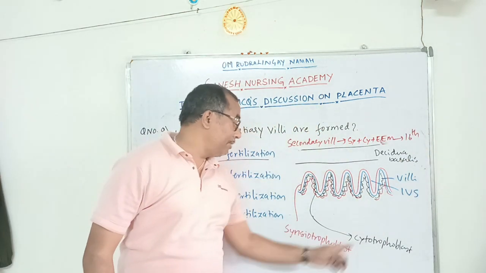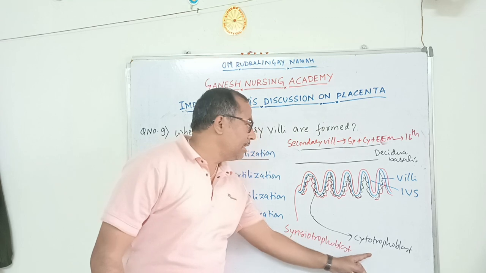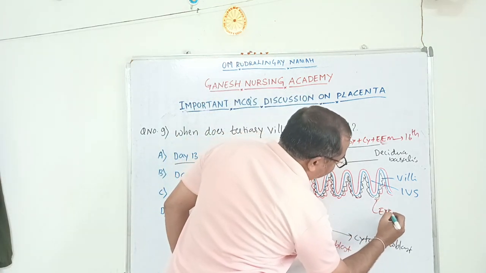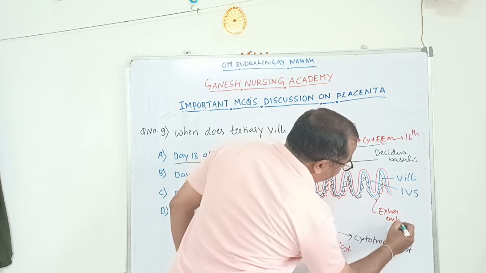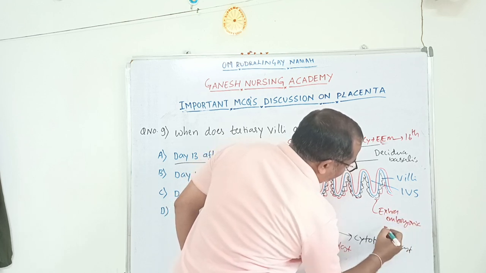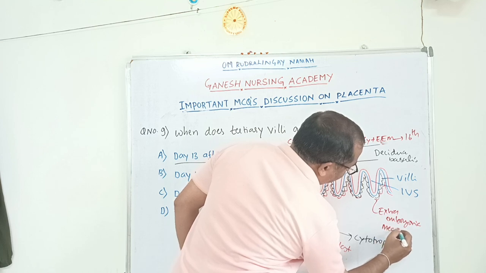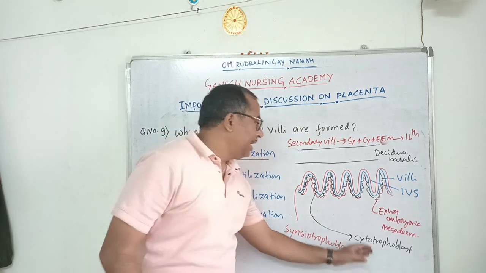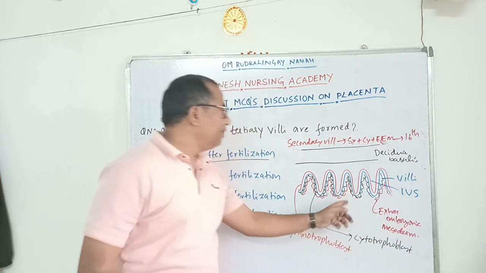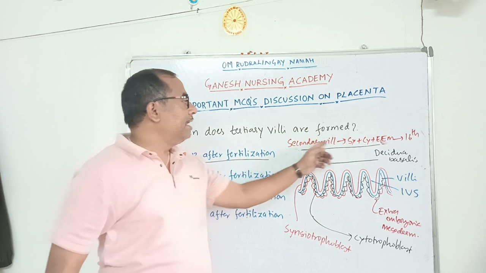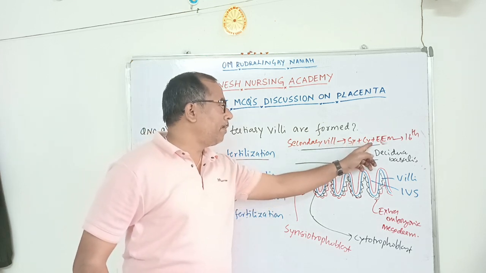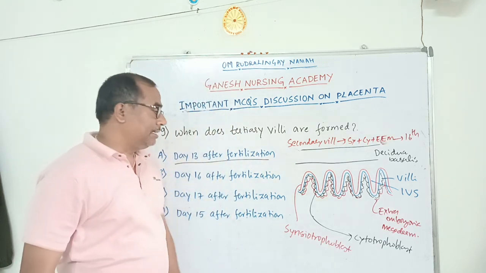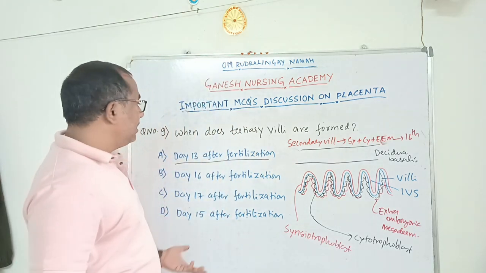So along with syncytiotrophoblast and cytotrophoblast, if there is a formation of extra embryonic mesoderm, then we call it a secondary villi, which is found on day 16 after fertilization. Next, when do we call it a tertiary villi?